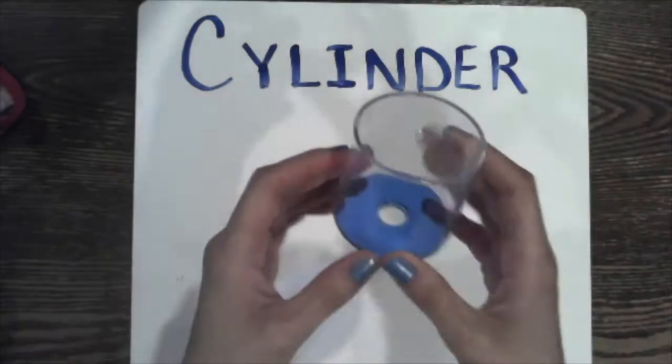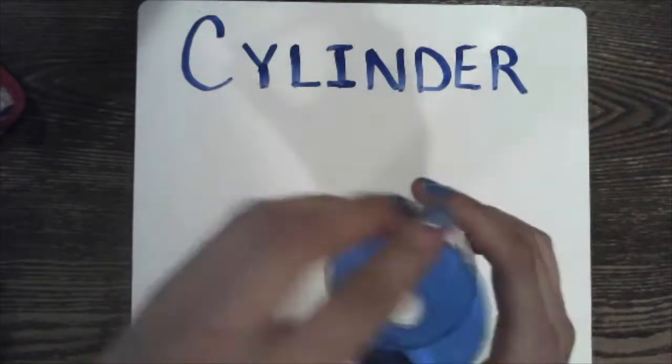Now let's talk about a cylinder. This is a cylinder. Its base is a circle, and then there is a parallel base that is also a circle.